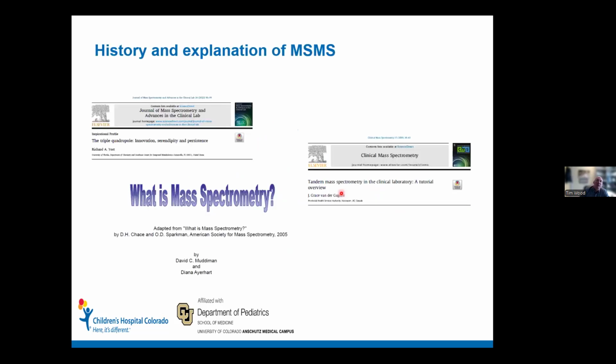Okay, so if that explanation isn't good enough for you, here are a couple of different references. This is one that just came out in the Journal of Mass Spectrometry and Advances in the Clinical Lab. It's a history of triple quadrupole mass spectrometry. You can find this online. What is mass spectrometry? I think it's taken from a talk that was probably done with some wine or beer at the end, but it's really a nice explanation.